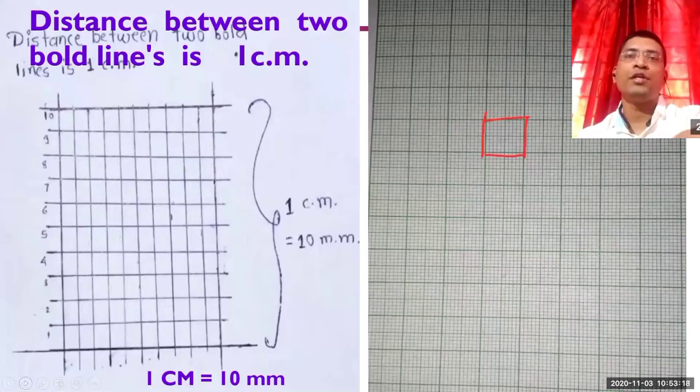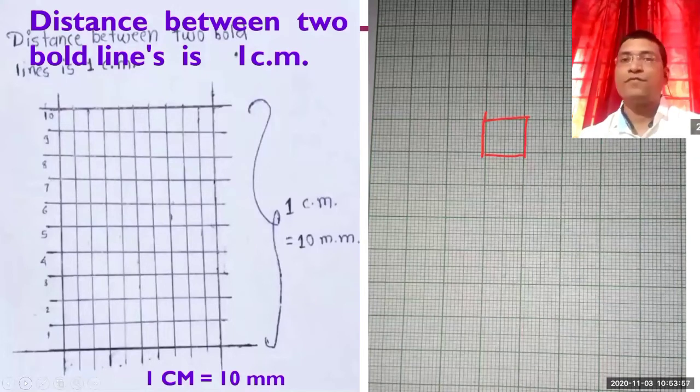1, 2, 3, 4, 5, 6, 7, 8, 9, 10. Ten numbers are given. Ten numbers means ten lines between the bold lines. Two bold lines mean 1 centimeter; that is the scale already given. In every bar graph, you will notice 1 centimeter is equal to 10 girls, or 1 centimeter is equal to 100, whatever is given. You already know 1 centimeter is equal to 10 mm.